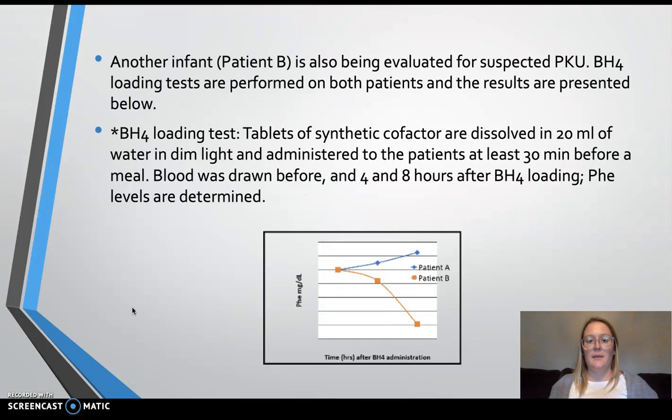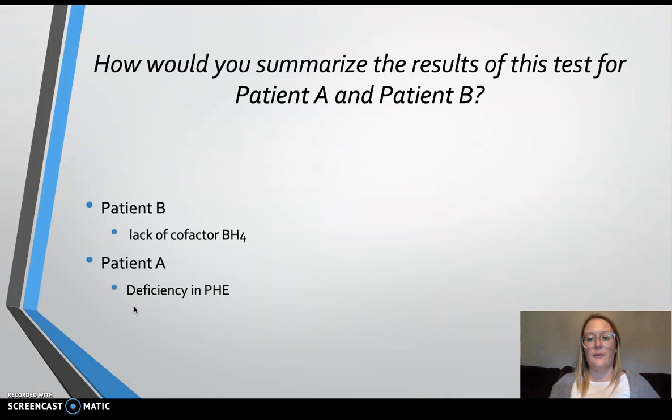Lastly, we have another patient, patient B, who's also being evaluated for suspected PKU. BH4 loading tests are performed on both patients and the results are presented below. So we can see we have patient A in blue and patient B in the orange color. And then how would you summarize the results of this test for patient A and for patient B? So the results for patients A and B show that phenylalanine is increasing over time for the patient that's on the dietary restriction, but the levels are reducing in the patient that's having the BH4 loading.